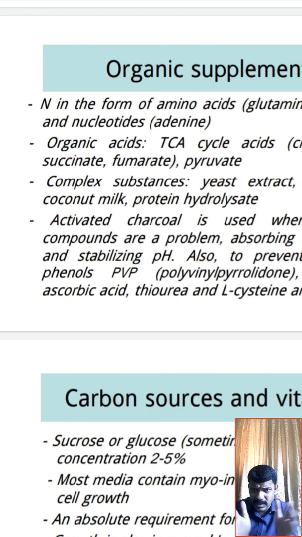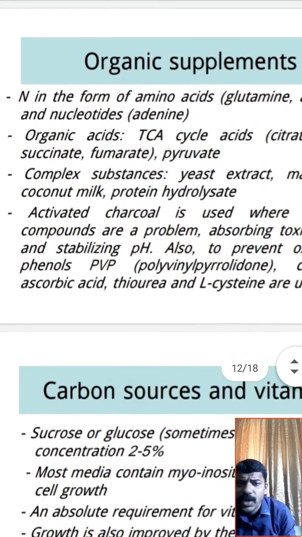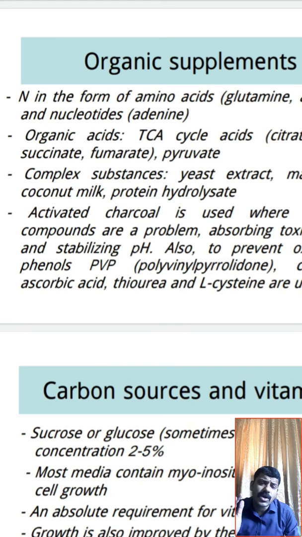Then complex substances having more than 2, 3, 4 components in the mixture: yeast extract, malt extract, coconut milk, protein hydrolysate. So these are not required for all types of tissue culture. Depending on your need, depending on your output, depending on the plant you are using, and depending on the secondary metabolite or the disease you want to remove, you have to go for this type of permutation and combination.